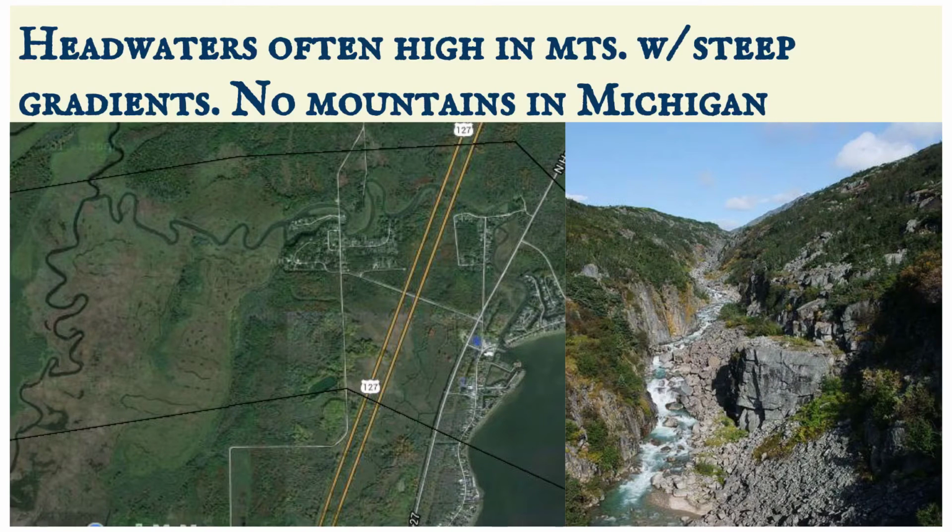Usually headwaters are often high up in the mountains with very steep gradients, but there aren't any steep mountains in Michigan, or at least not in our part of Michigan. Here are actually the headwaters to the Muskegon River, which is the watershed that we live in. The headwaters for the Muskegon River are actually Houghton Lake up to our north.